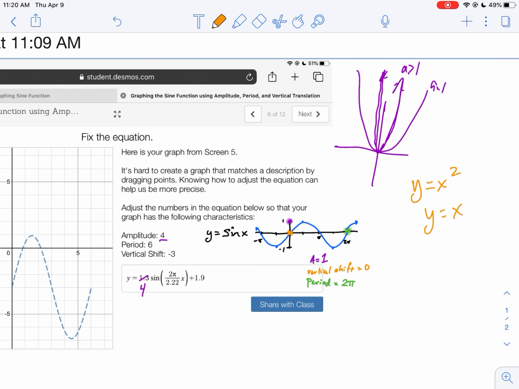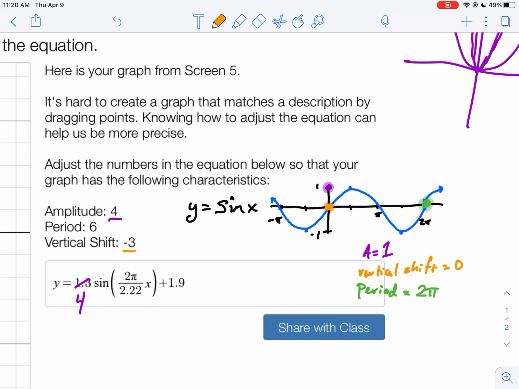Vertical shift, the orange, you remember if I wanted to go from y equals x squared, and then I looked at y equals x squared plus 2, that plus 2 would shift it up 2. So in this case, if I want a vertical shift of -3, I need to change 1.9 to -3. And then that will give me a vertical shift of 3. The period is going to be a bit more challenging.